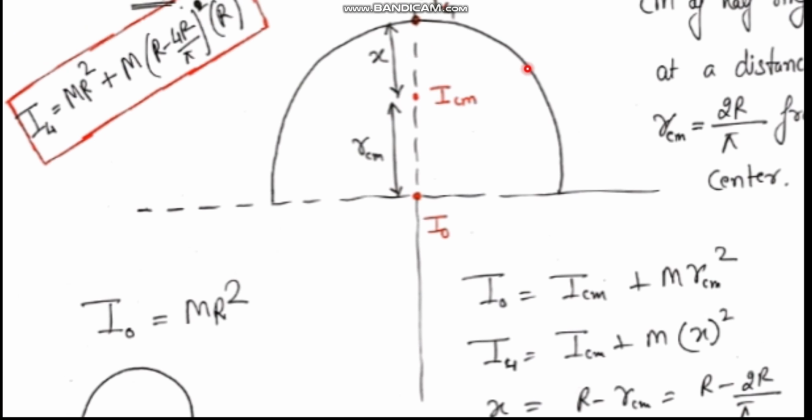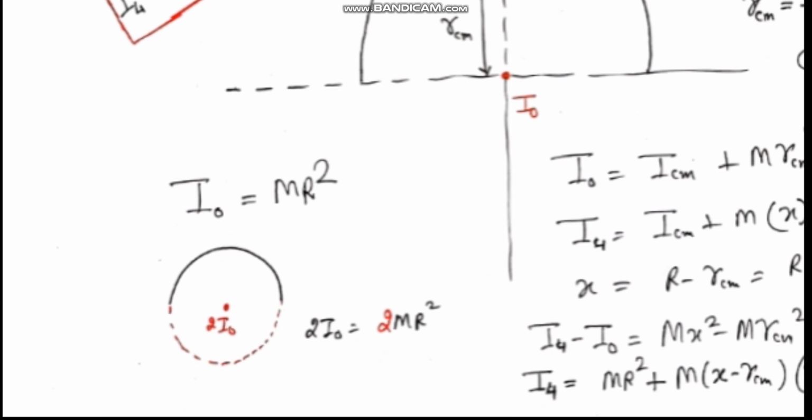Now to obtain I4, first I will find ICM and then I will find I4. To find ICM, I will first find I0. I0 is the moment of inertia about the axis passing through the center and perpendicular to the plane. To find I0, I use a similar trick as used in the previous part. This is the half ring. I take another half ring. This will have I0. This will also have moment of inertia I0.